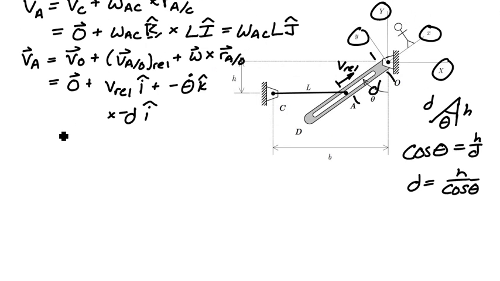Okay, so if I work out what I have here for the velocity of point A, I have v rel in the i, and then I have k cross i, which gives me a j, so I have plus d times theta dot in the little j.